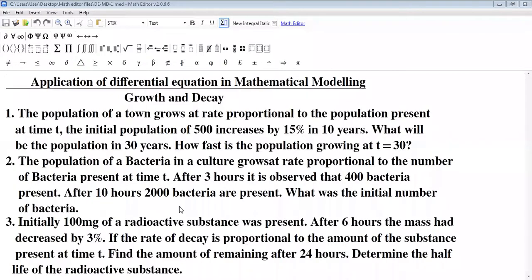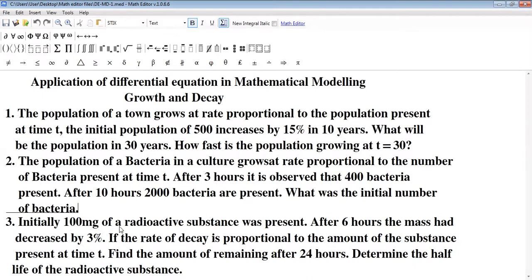Okay, now another example. That means for finding the decay rate. In examples 1 and 2, we had used the modeling for first order and first degree differential equations for finding the growth rate. Okay. Now example 3, this is for finding decay rate.